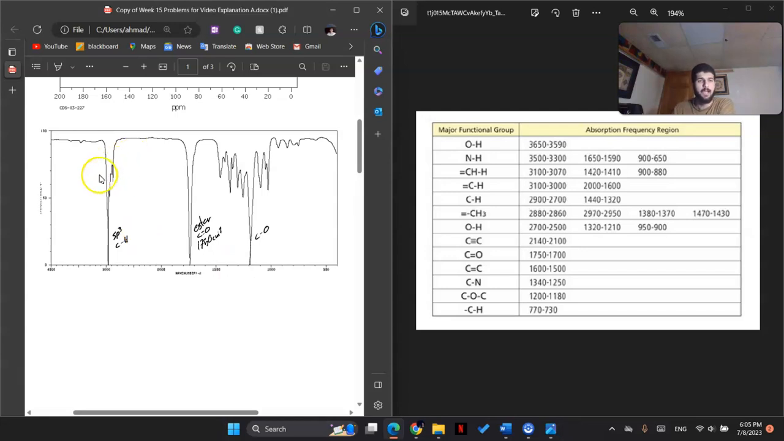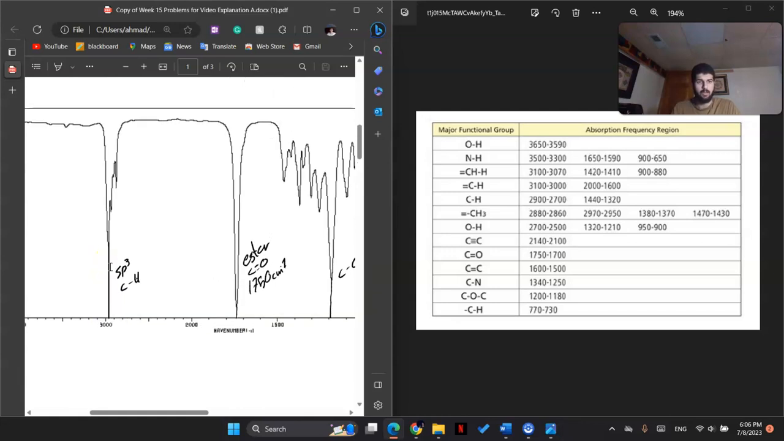Starting from the left, we have a peak closer to 3000, and that indicates that we have an sp3 hybridized CH bond, which is proven by this table that I've provided here. You can see that the range is between 2900 to 2700, which is more accurate. It's not fully on 3000, sort of closer to it.